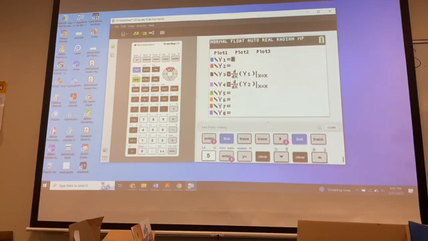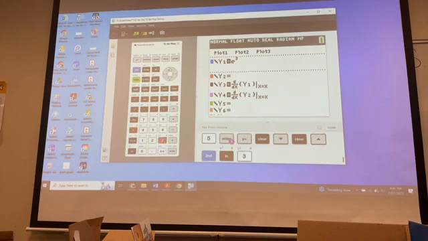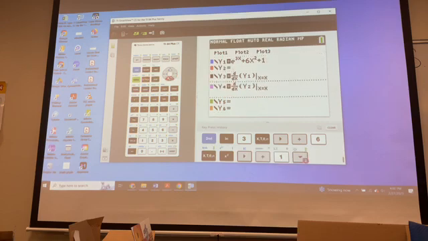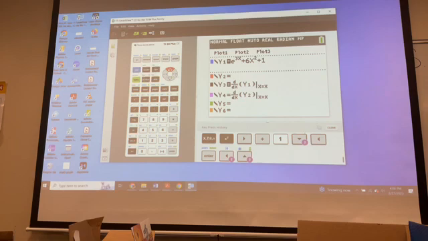Okay, so it's e to the 3x plus 6x squared plus 1. Now, we do have to come down and turn this one off because I didn't put anything in my y2. So if you're doing it that way, go turn that one off.